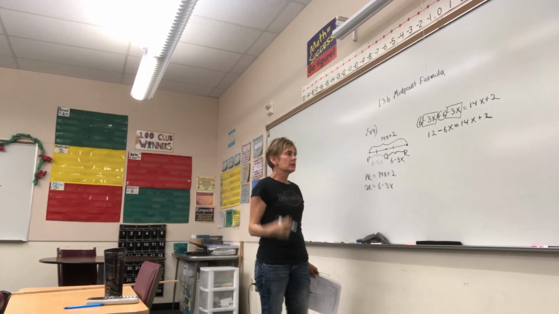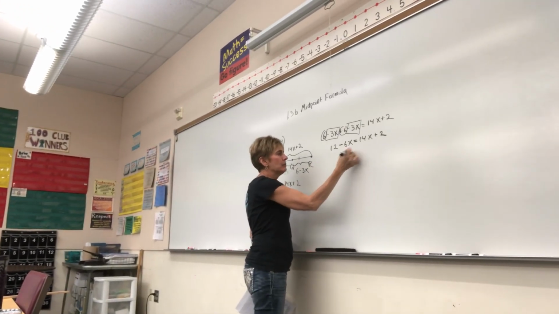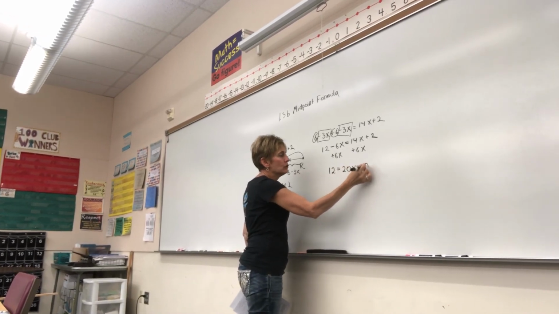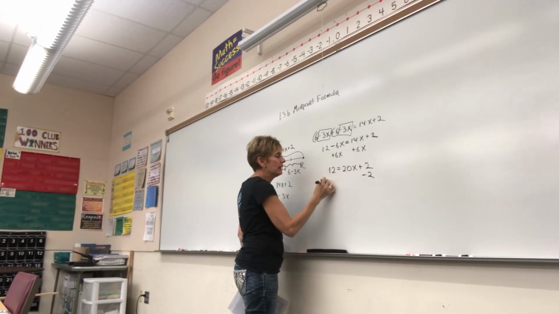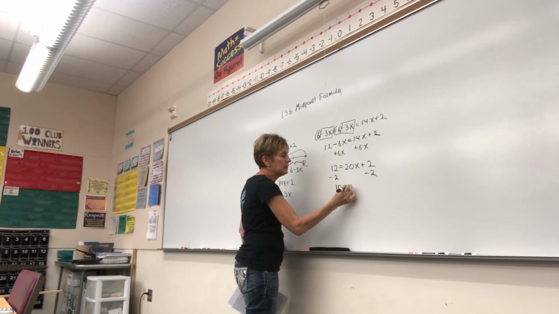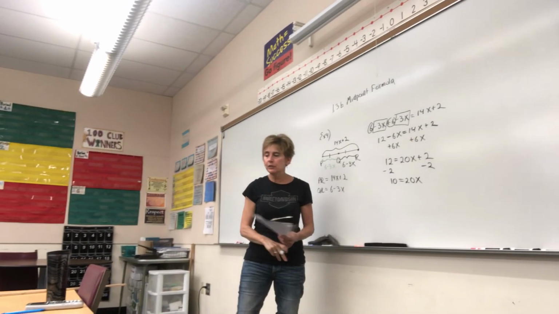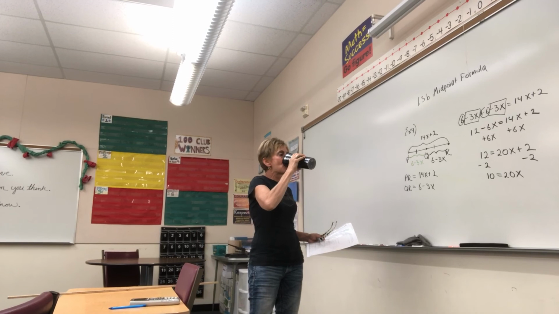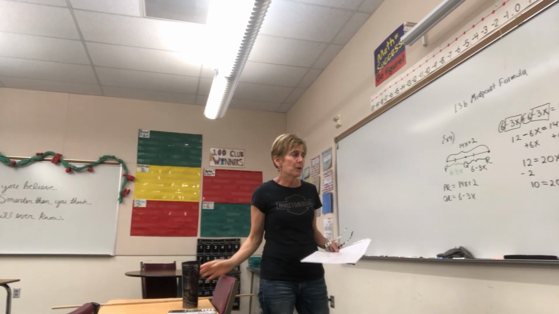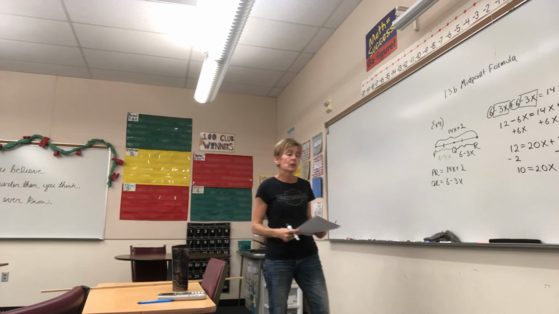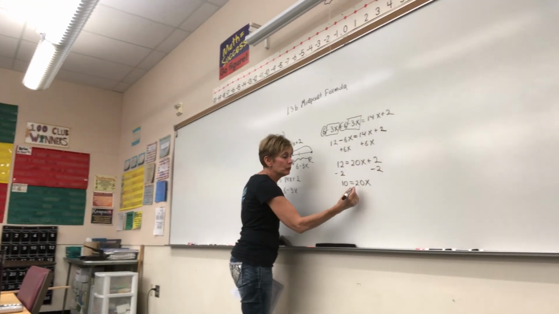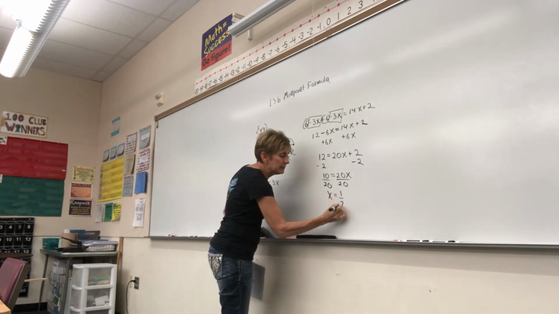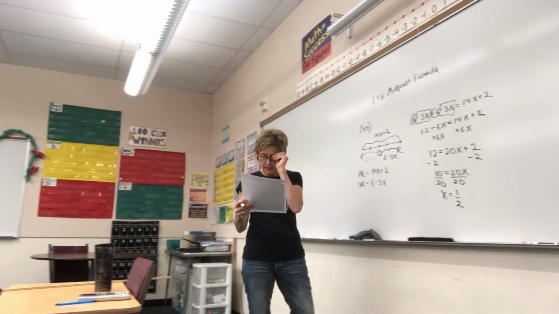Okay, let's move the x's to one side. I'm going to add 6x to both sides. So now I have 12 equals 20x plus 2. I'm going to subtract the 2 and get 10 equals 20x. Now let me pause so you can catch your breath a little bit, and I want you to see if you can figure out how to finish that part. This is our last example. We want to do opposite operations. Opposite of multiplying by 20 is dividing by 20. 10 divided by 20 is the same as 1/2. So x is 1/2.